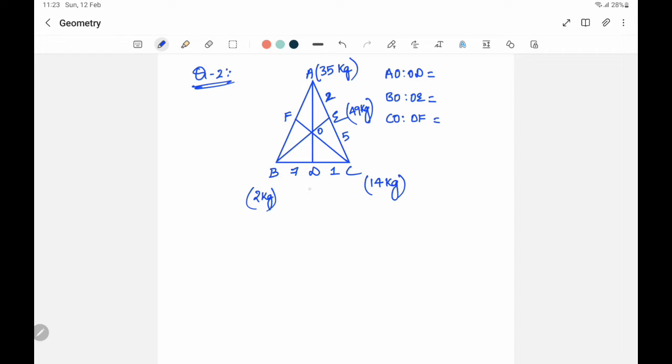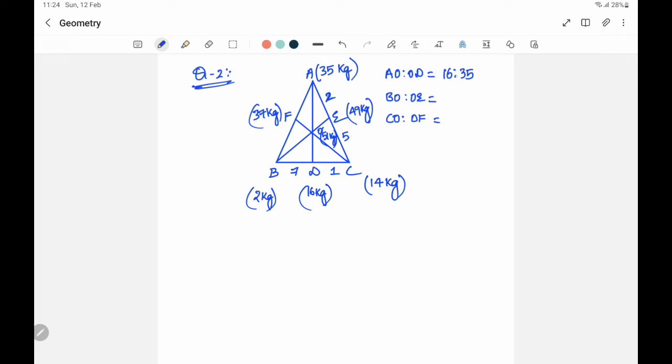So at D there would be a weight of 16 kg, and at O there would be a weight of 2 plus 49, that is 51, and 35 plus 16, that is also 51. So there is a weight of 51 kg at O, and here it would be 37 kg at F. Now AO is to OD. AO is to OD is nothing but 16 is to 35.